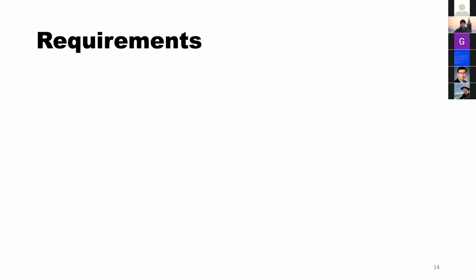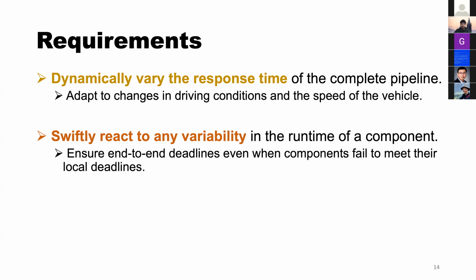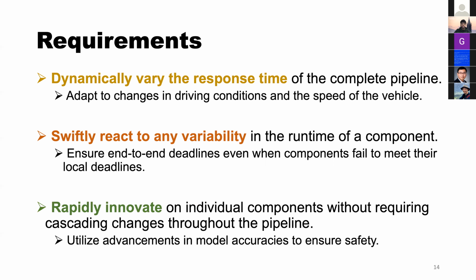Specifically, the system must allow developers to dynamically vary the response time of both the complete pipeline and each of its components. This is required by the vehicle to adapt to changes in the driving conditions and the speed of the vehicle. The system must allow components to swiftly react to any variability in its runtime. This ensures that end-to-end deadlines are met even when the components fail to meet their local deadlines. Finally, the system must allow developers to be able to rapidly innovate on individual components without requiring cascading changes throughout the pipeline, and hence immediately utilize advancements in model accuracies and algorithms to ensure greater safety.